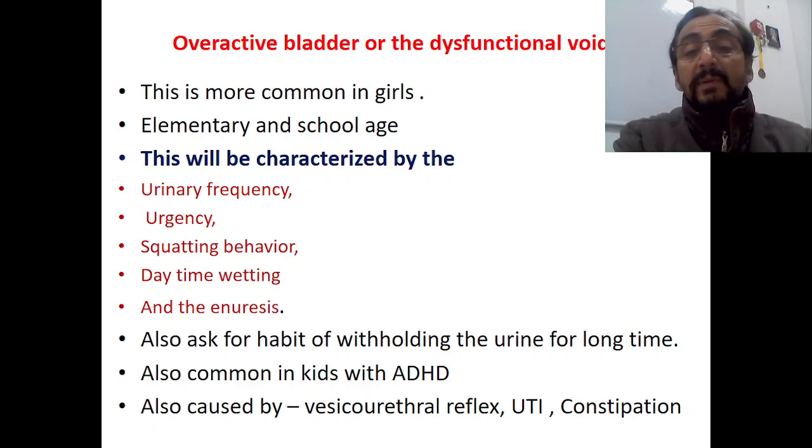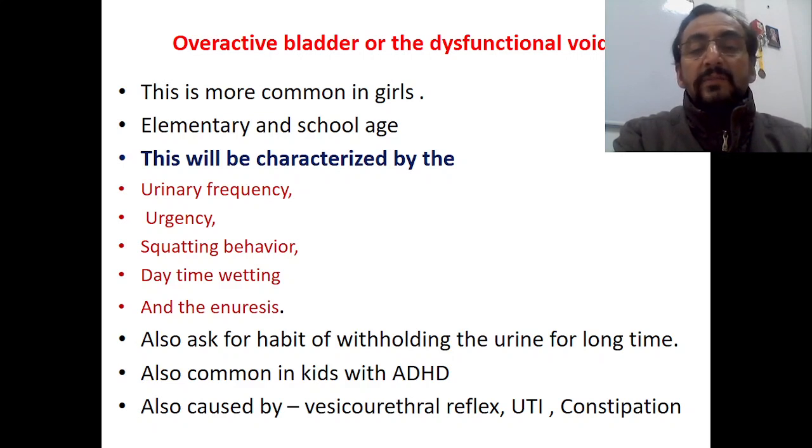So ask for the habit of withholding the urine for a long time. This is what is Vegadharana, Mutra Vegadharana, as explained in Ayurveda. Girls usually have this withholding of urine due to various causes. So therefore this is quite common in girls.